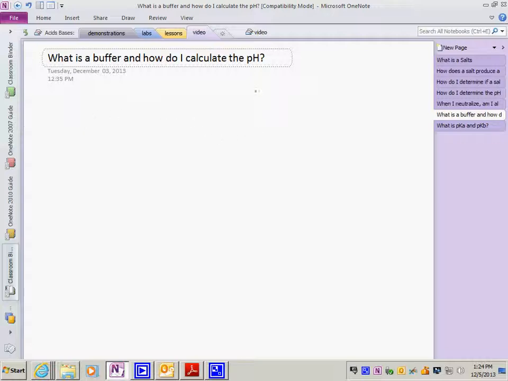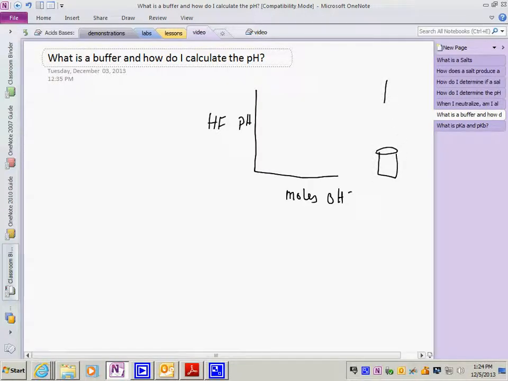So if you were to chart this out on a titration, let's take for example our HF acid. We'll put pH on the side here and total moles of hydroxide added. So we're talking about a titration system, maybe with a burette, and we're going to drop in some hydroxide and neutralize our acid. The equation is going to be HF plus H2O yields H3O plus and then F negative.